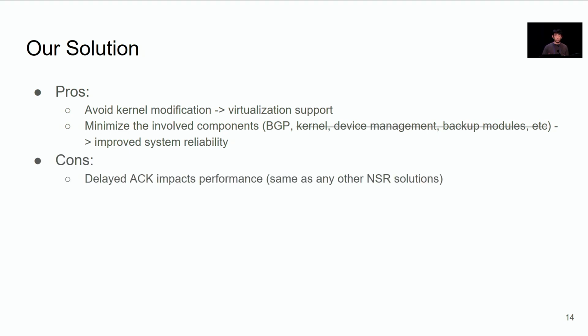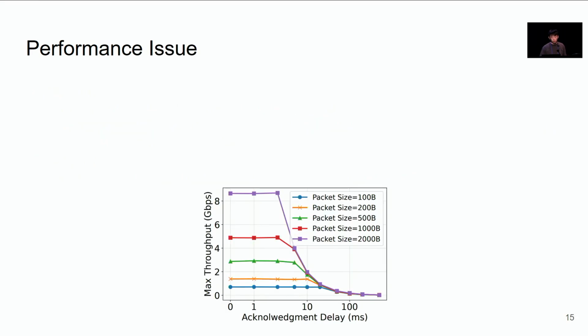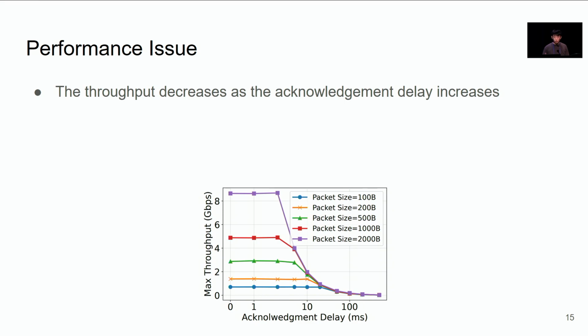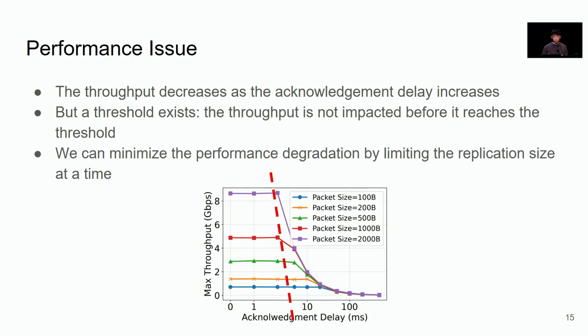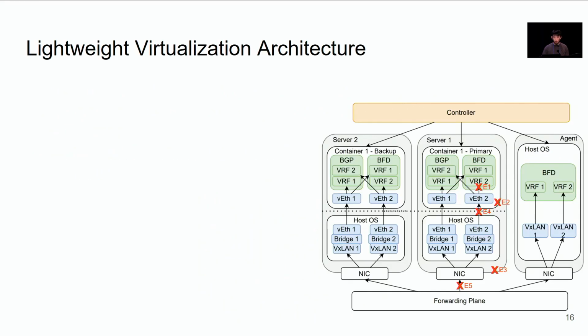Of course, this comes with some downside, which is that the delayed acknowledgement impacts performance. But this applies to other NSR solutions as well. So let's take a closer look. The x-axis of this plot is acknowledgement delay, and the y-axis is the maximum throughput. We can see that overall, the maximum throughput decreases as the acknowledgement delay increases. But there appears to be a threshold before which the throughput will not be impacted. So what we want to do is minimize the performance degradation by limiting the acknowledgement delay. By doing that, we're actually limiting the replication size at a time. So how do we do that?